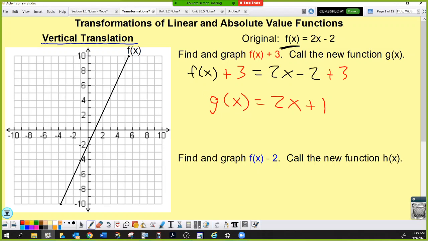Yesterday, someone asked me whether I would keep writing f of x plus 3 and things like that, and I said, you will for now, but soon we'll give it its own name. Now it has its own name. Remember, that letter is just the name.